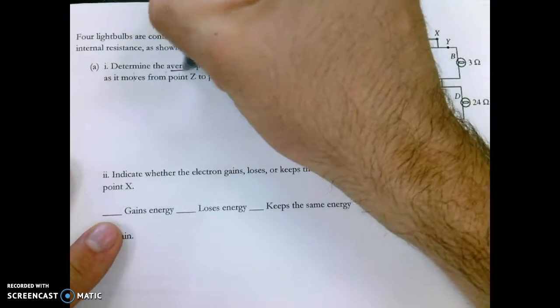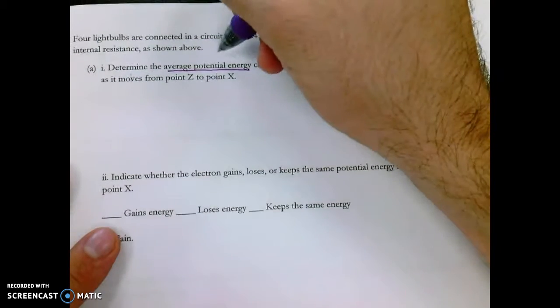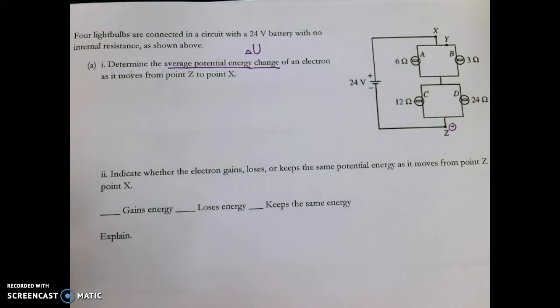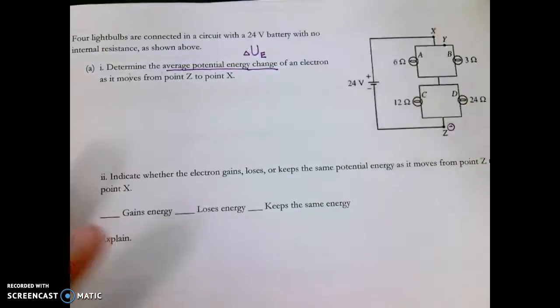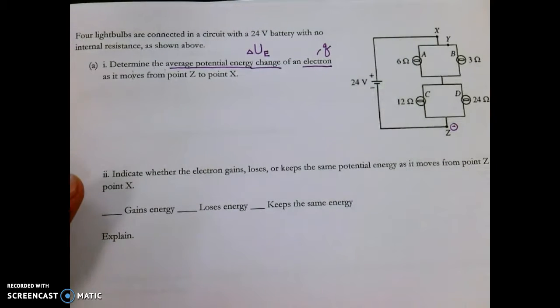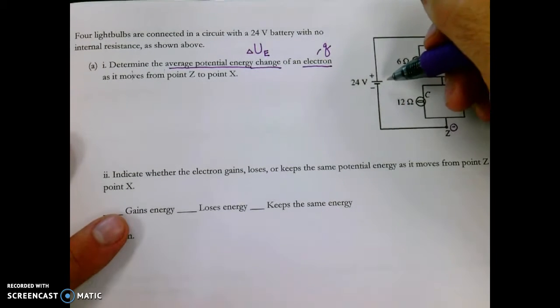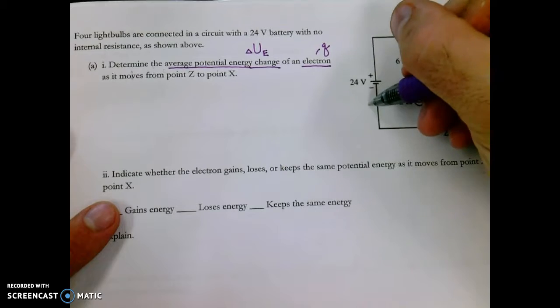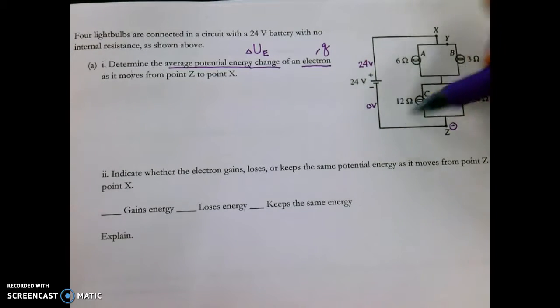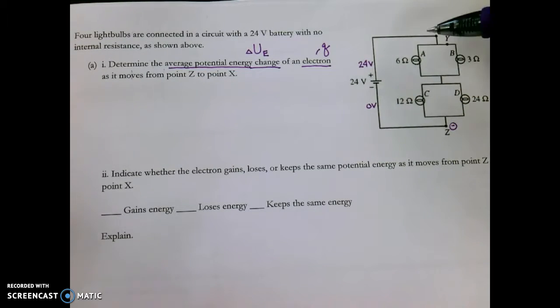And if I'm talking about the average potential energy, I'm talking about delta U. That's always been our symbol for potential energy. And we're going to use delta UE because we're talking about a circuit. And specifically the charge Q that we're talking about is an electron. I know that as we go from point Z to point X, we're going from a place that has a potential of 0 volts to a place that has a potential of 24 volts. I guess you could say negative 12 to positive 12 to be more precise, but this works too. Either way, what's definitely happening is we're going through a potential difference of plus 24 volts.